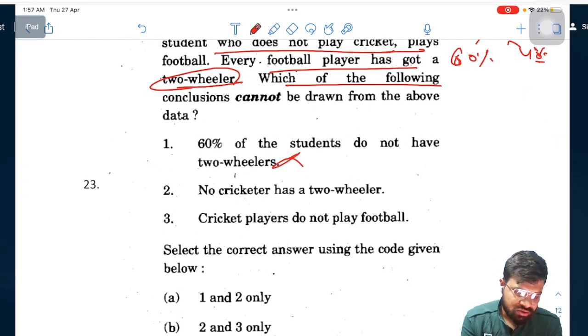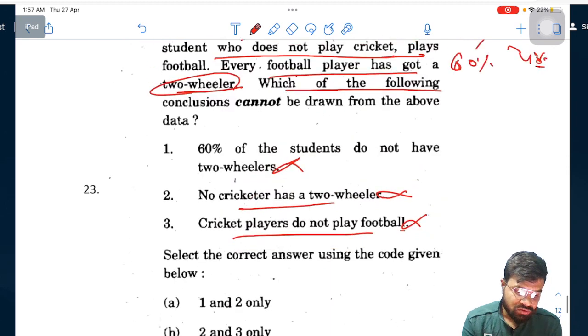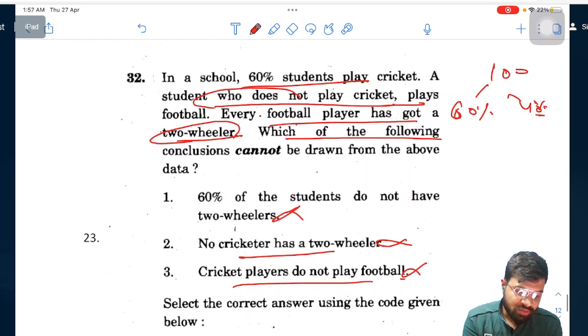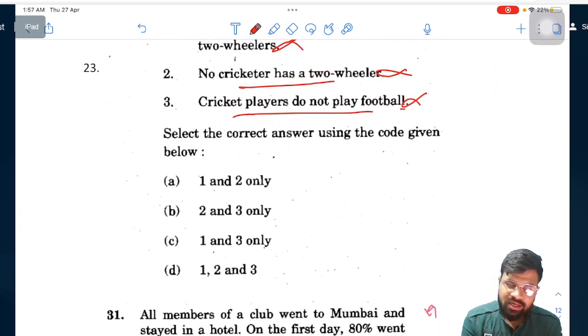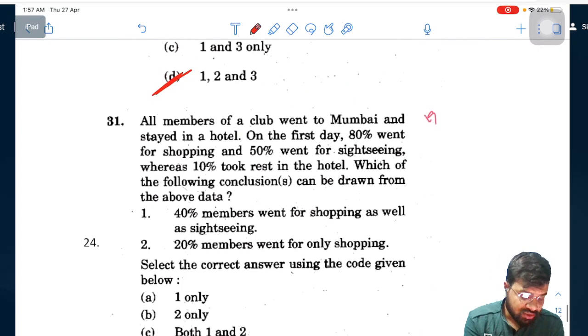See, this doesn't make any sense, because it is not mentioned that cricket players have two-wheelers. We know footballers have two-wheelers, but we are not sure whether cricketers have two-wheelers or not. So cricket players do not play football. This is also not quite sure. Who does not play football, but who plays, we are not given. So we cannot tell confidently about information that we are not given. So we will mark it as D because we are not clearly given anything.